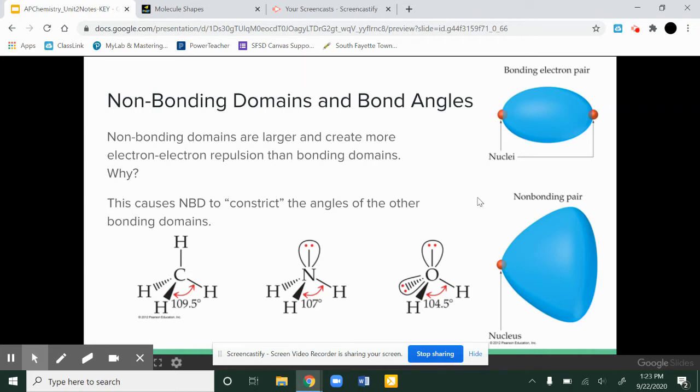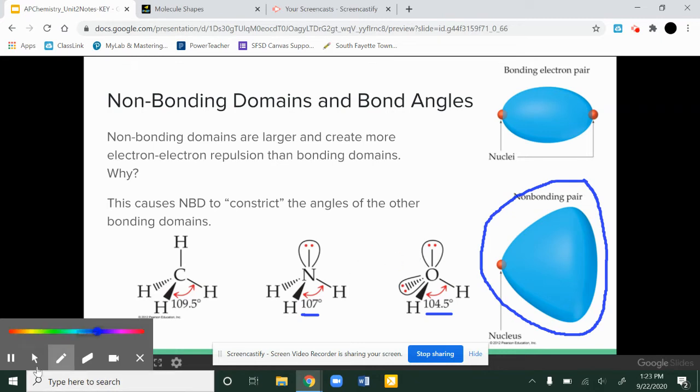Non-bonding domains are larger. They create more electron-electron repulsion within a molecule. Like I explained earlier, without that extra nucleus to rein in those electrons, they occupy more space and they actually do a better job at repelling. For each electron pair that you add, it constricts and shortens the bond angle by pushing on the bonding domains.